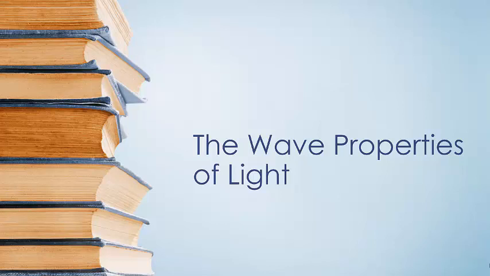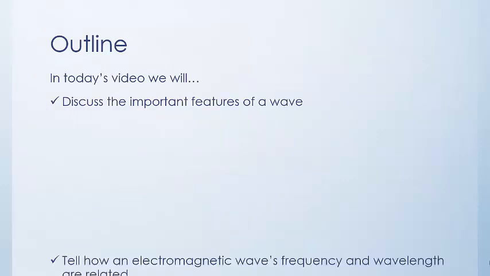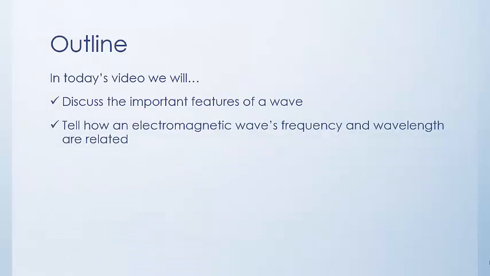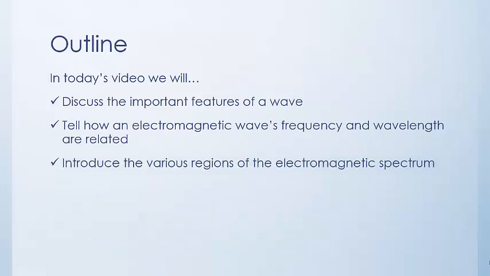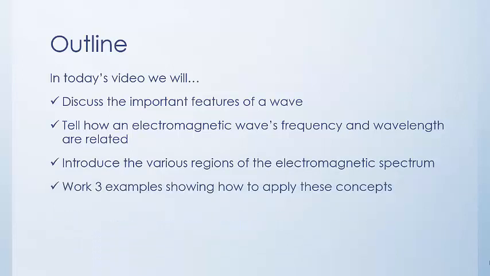Hi, in today's video we're going to talk about the wave properties of light. We're going to discuss the important features of a wave. We're going to define a few important terms. We'll tell how an electromagnetic wave's frequency and wavelength are related. We'll introduce the various regions of the electromagnetic spectrum, and we'll work 3 examples showing how to apply these concepts.